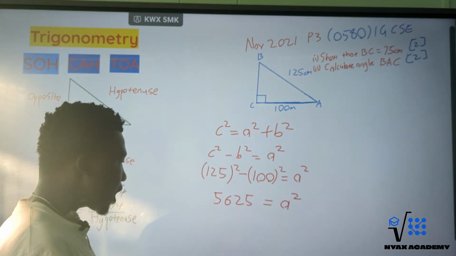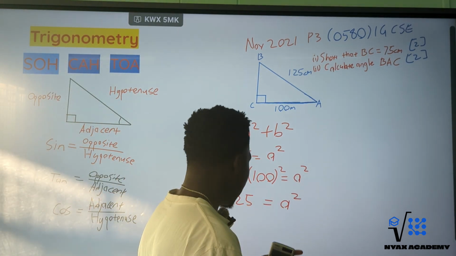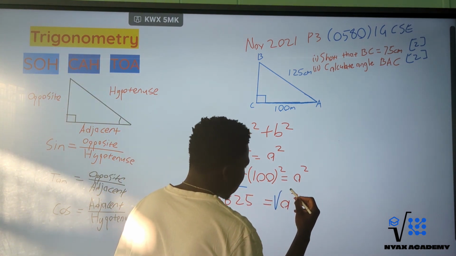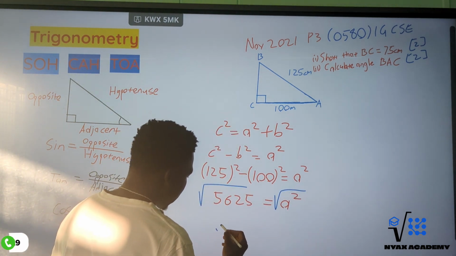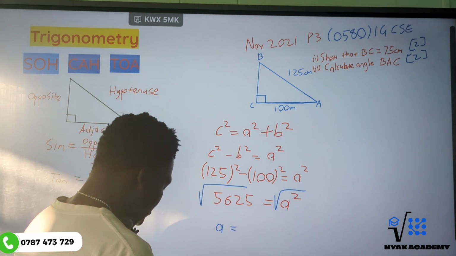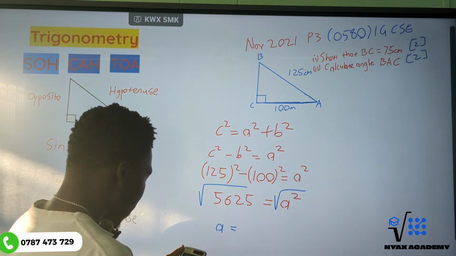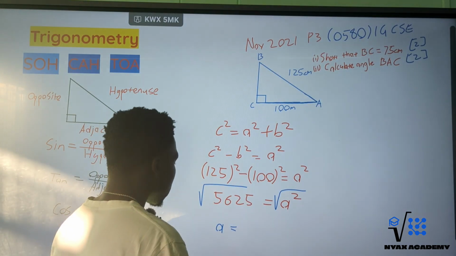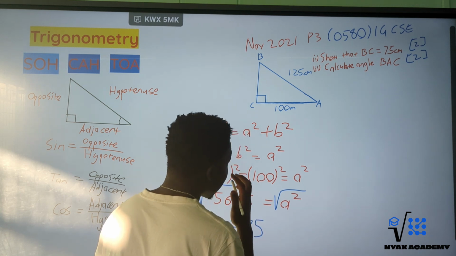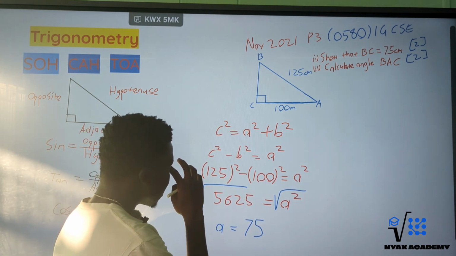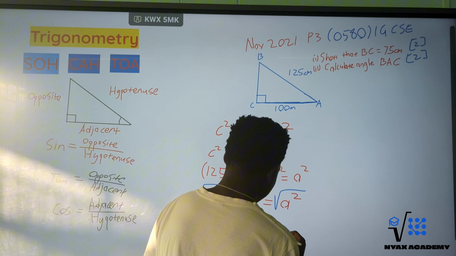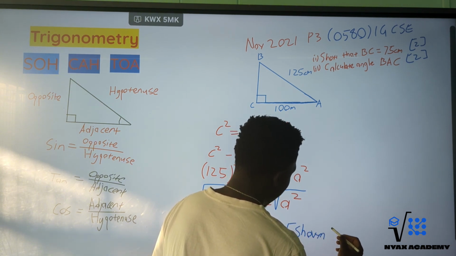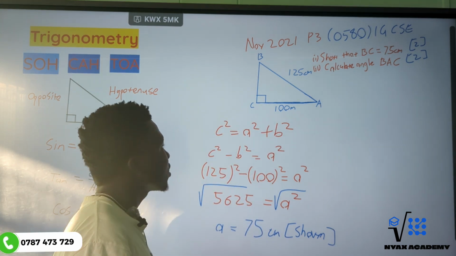Then how do you get rid of the square? We introduce the square root on the left hand side and the right hand side. So the value of a was the square root of 5,625, and we get 75. So a is equal to 75, and a signals BC. So BC is 75 cm, hence we've shown what is required by the question. So we've already bagged 2 marks.